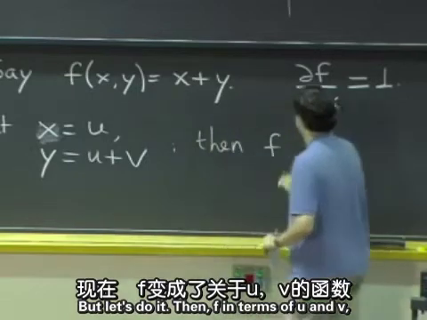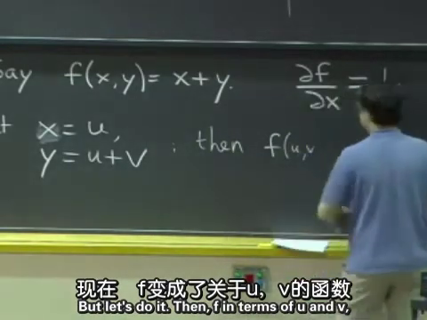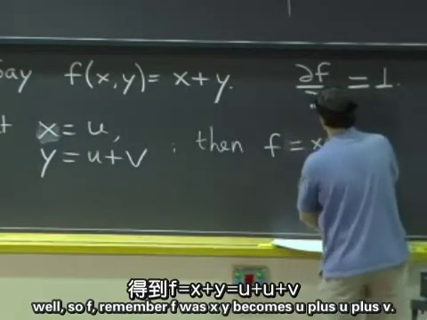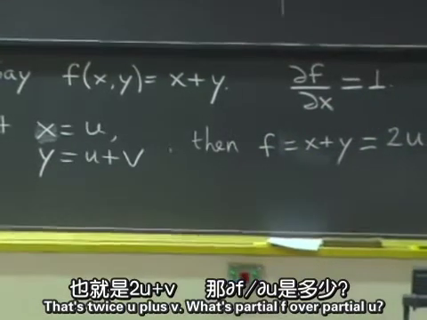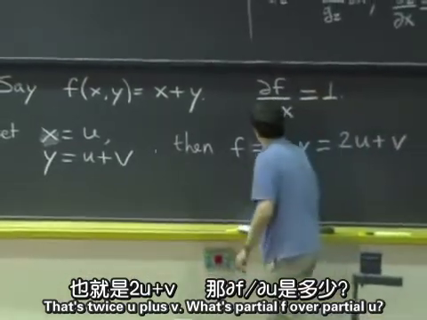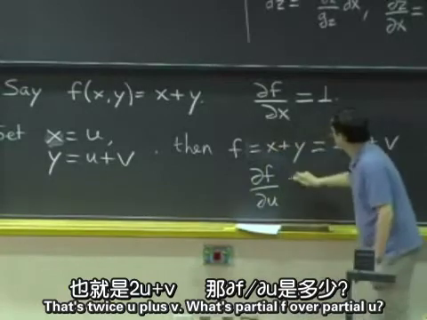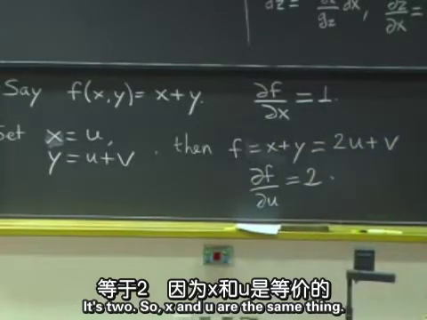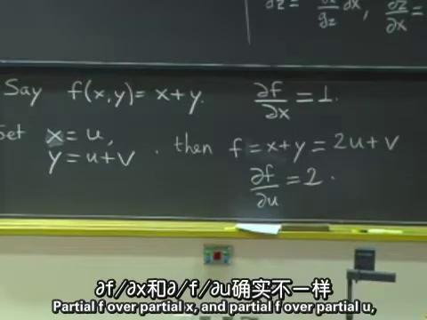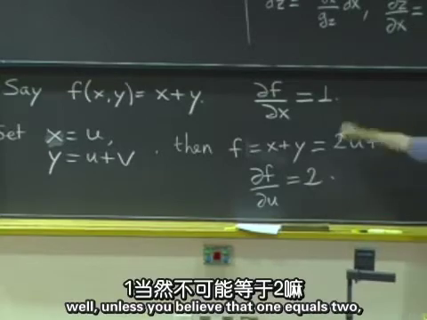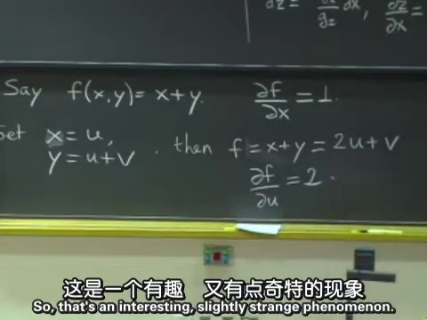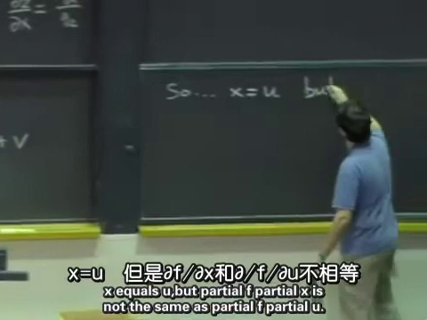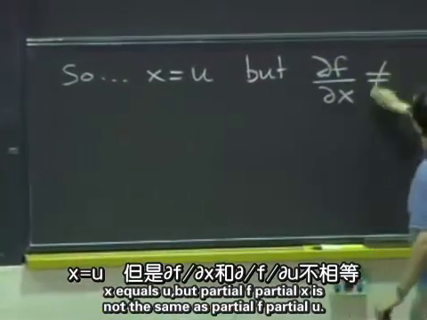Then f in terms of u and v, well, f, remember, was x plus y, becomes u plus v. That's twice u plus v. What's partial f over partial u? It's 2. So x and u are the same thing. Partial f over partial x and partial f over partial u, well, unless you believe that 1 equals 2, they're really not the same thing, okay? So that's an interesting, slightly strange phenomenon. x equals u, but partial f partial x is not the same as partial f partial u.